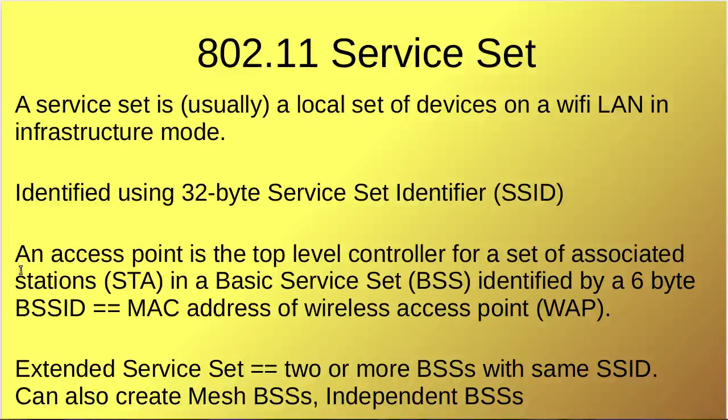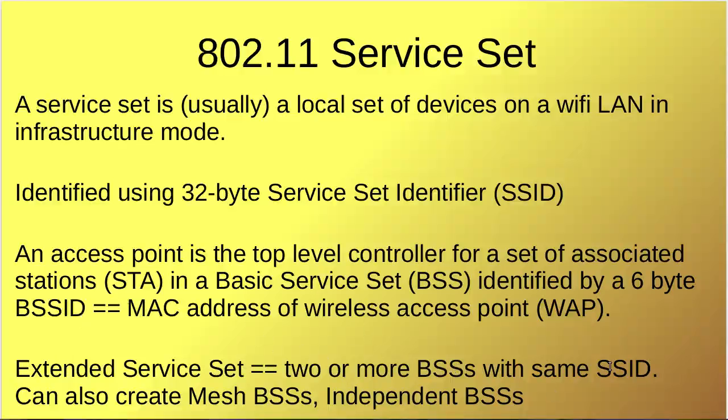And so you have an associated set of stations in a basic service set, which is identified by the MAC address, but it's also called the BSS ID, the basic service set ID. And that's the 6-byte MAC address of that wireless access point. You can also create extended service sets. So these are 2 or more basic service sets that use the same SSID, service set identifier.